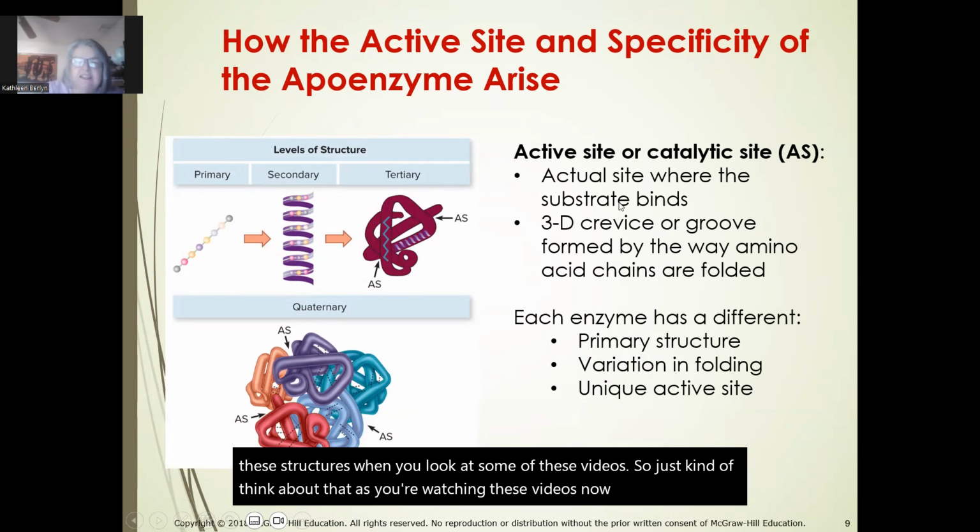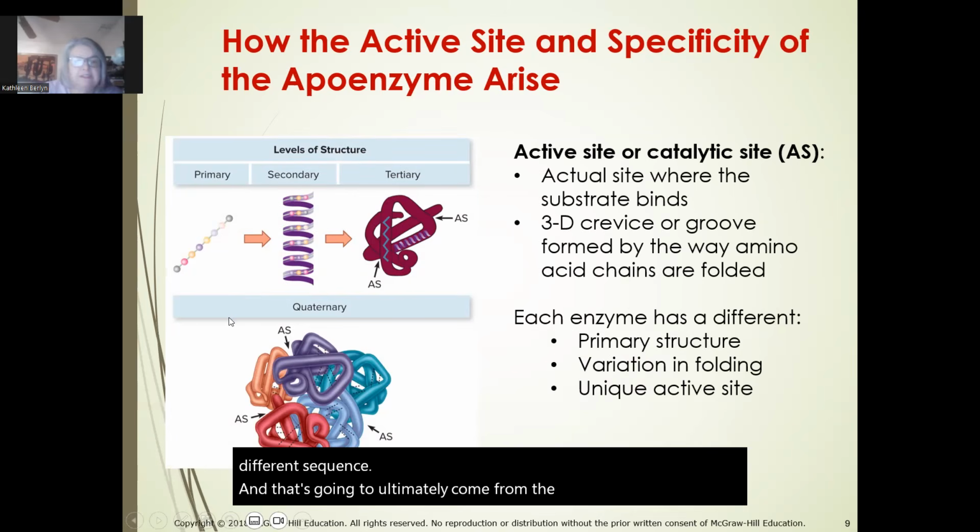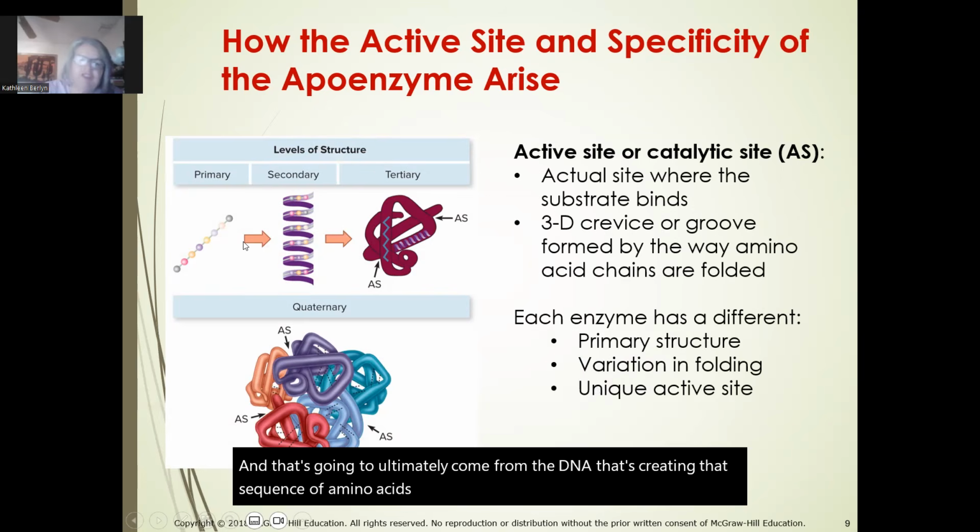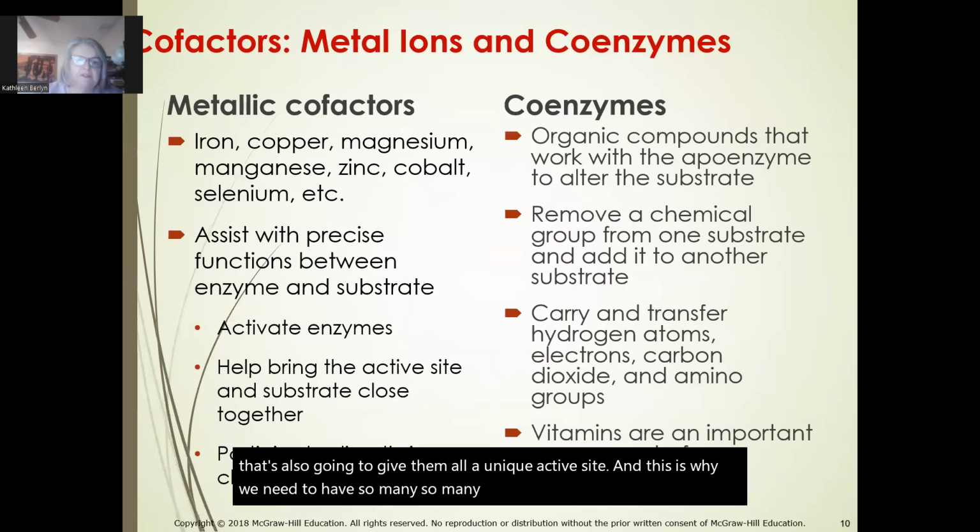Now, the active site, this is actually where the business happens. This is where the actual activity occurs, whether it's breaking down or building in the reaction. And again, every enzyme has a different primary structure, a different sequence, and that's ultimately going to come from the DNA that's creating that sequence of amino acids. Based on that sequence, it's going to change how they get folded, and that's also going to give them all a unique active site. And this is why we need to have so many enzymes in order to function.